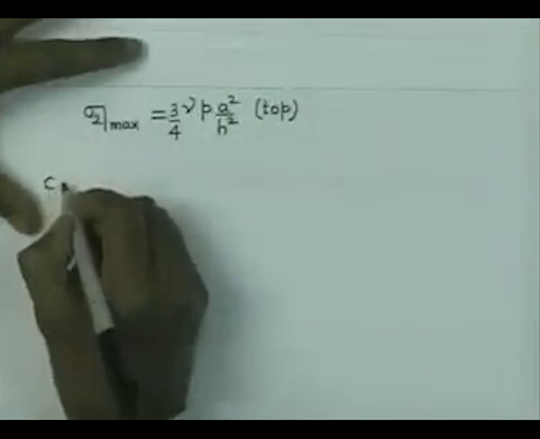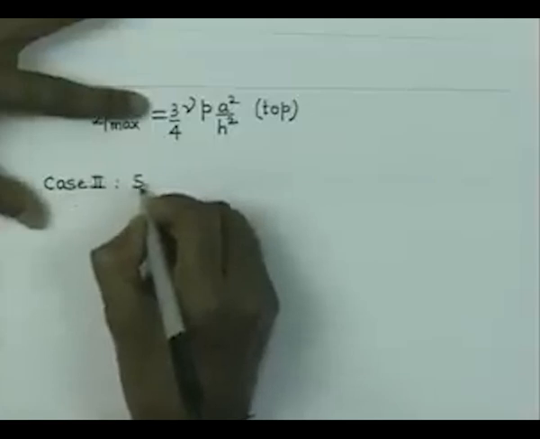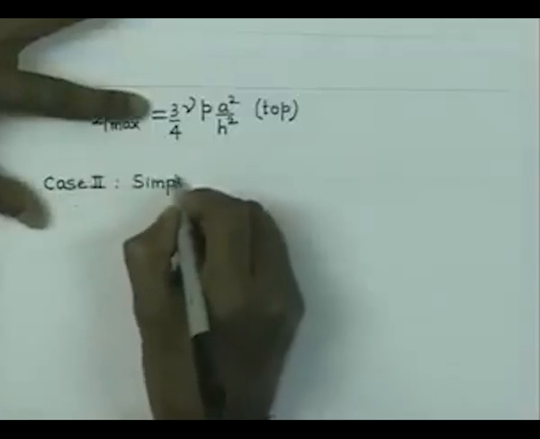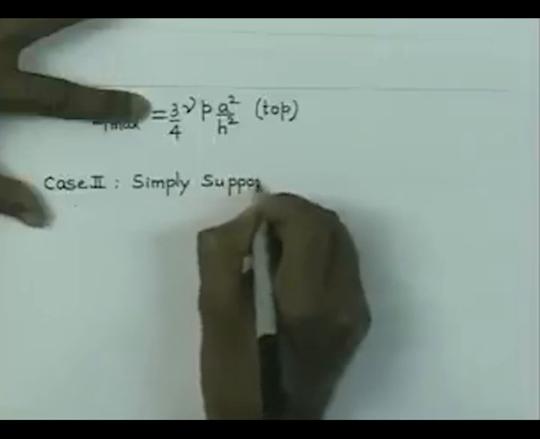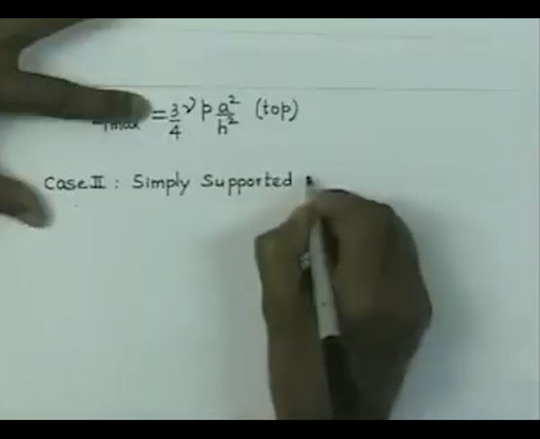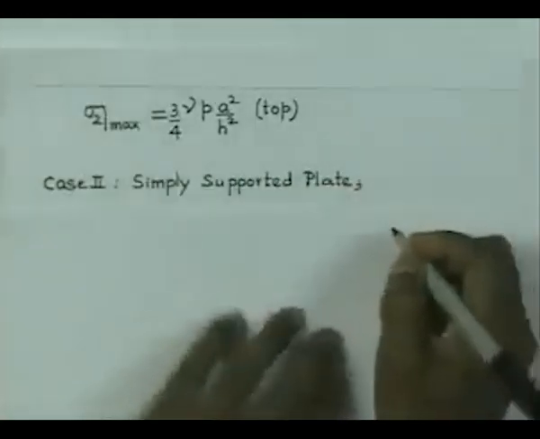Now, we will try to consider the case of a simply supported plate. Let us see the other extreme. When the plate is simply supported, what happens? Again, we are trying to look for the case when capital P is 0 and small p is not equal to 0.